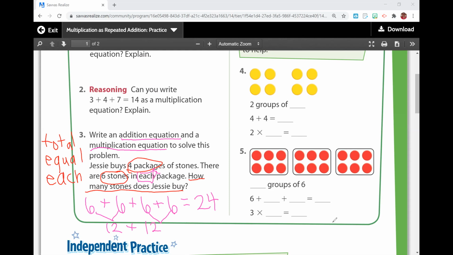I'm going to write my multiplication problem further at the bottom. So I'm going to use groups of, and how many are in each to write my multiplication problem. It says that there are 4 groups, 4 packages of 6 in each group. And we just found out that 6 times 4 equals 24. So there were 24 stones altogether.